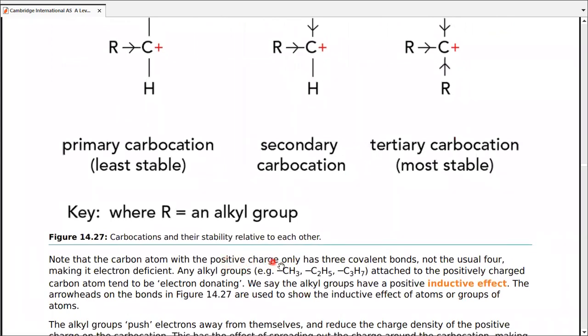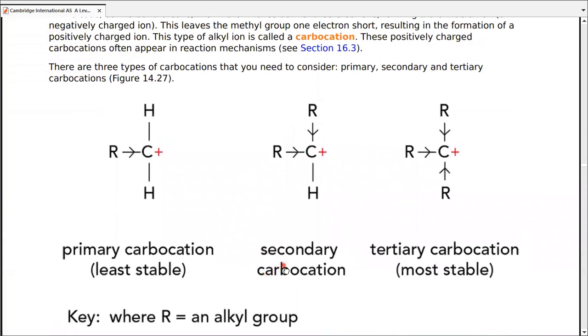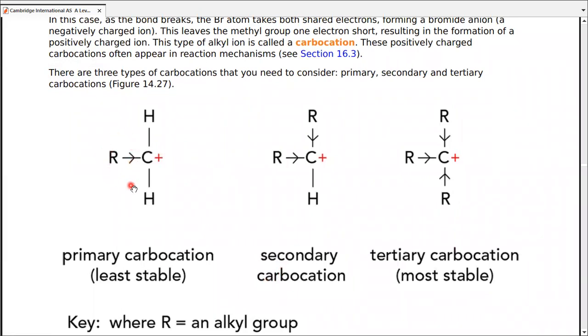Note that the carbon atom with the positive charge only has three covalent bonds, not the usual four, making it electron deficient. We understand why the positive charge, and hence it is known as a carbocation. Now, any alkyl group, CH3 or C2H5, C3H7, anything like that, or some other chain, attached to the positively charged carbon atom tends to be electron donating. Whenever we put up a chain over here, we are going to bifurcate them into two kinds of effects.